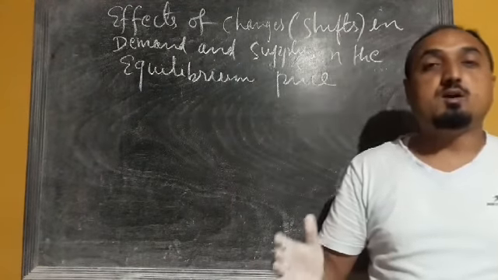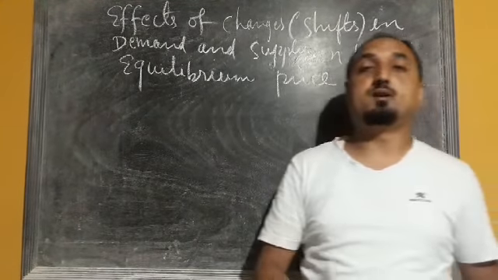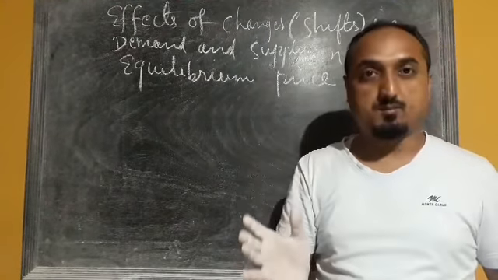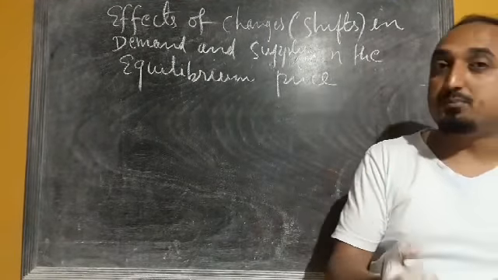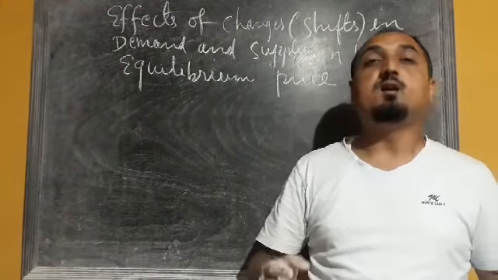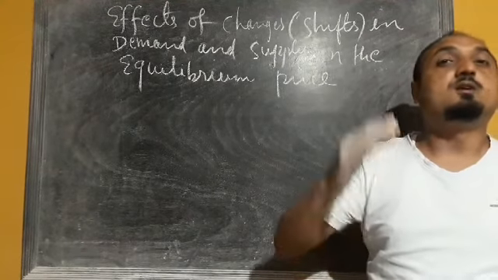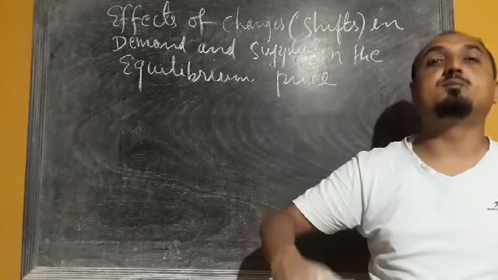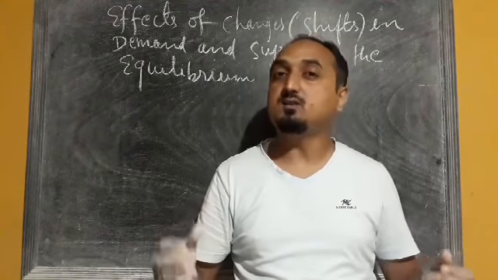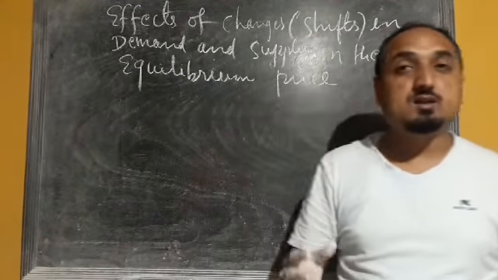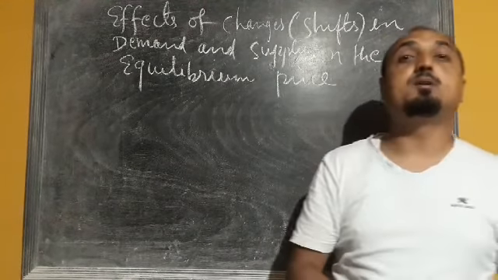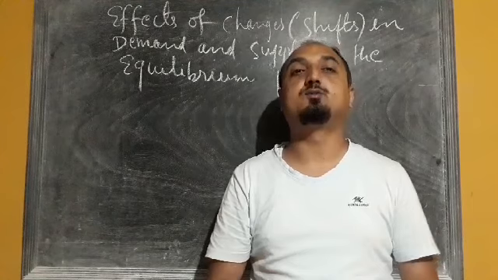Now today we will discuss what will happen if the demand curve shifts and supply remains the same. So what will be the impact on equilibrium price? Similarly, we will discuss the second case, where the supply curve is shifting and the demand curve remains constant. So what will be the impact on equilibrium price and quantity? We will discuss the two cases today. First we will start with what will happen if demand is shifting and supply is remaining constant.